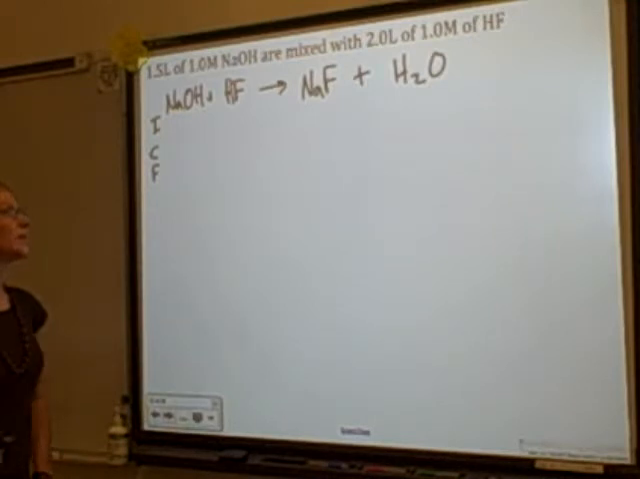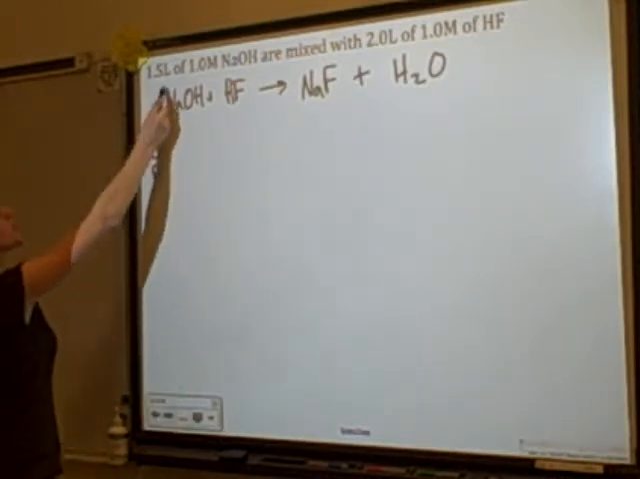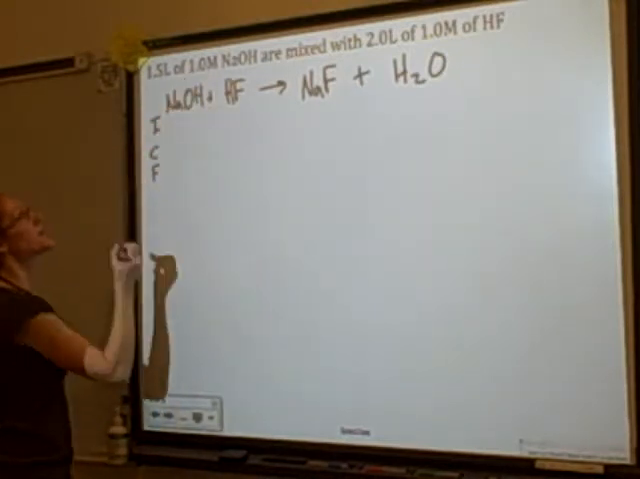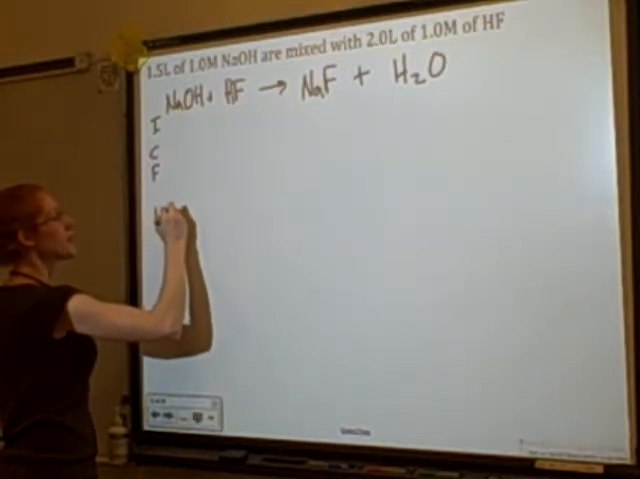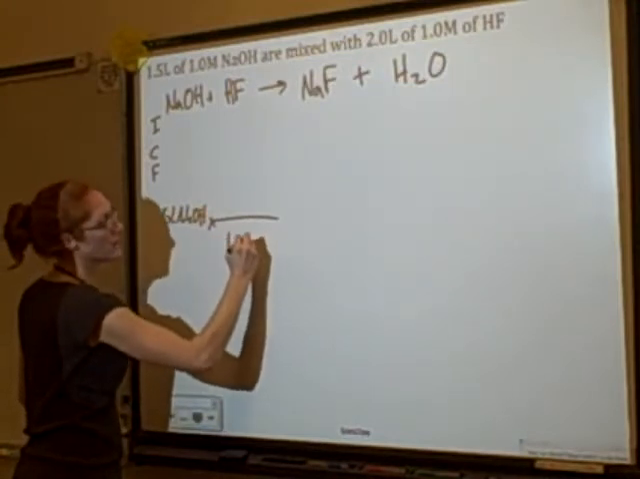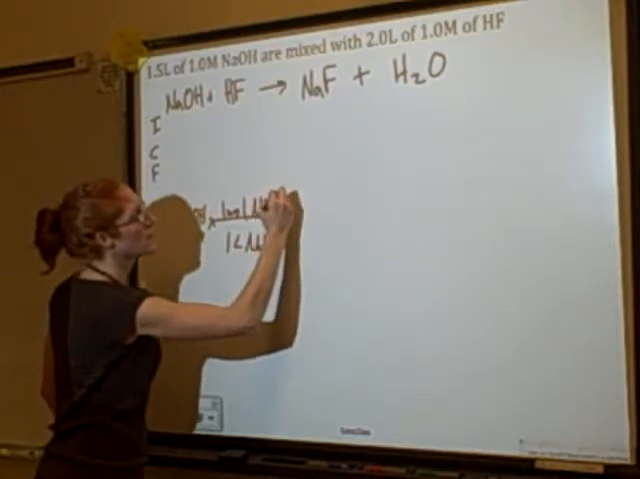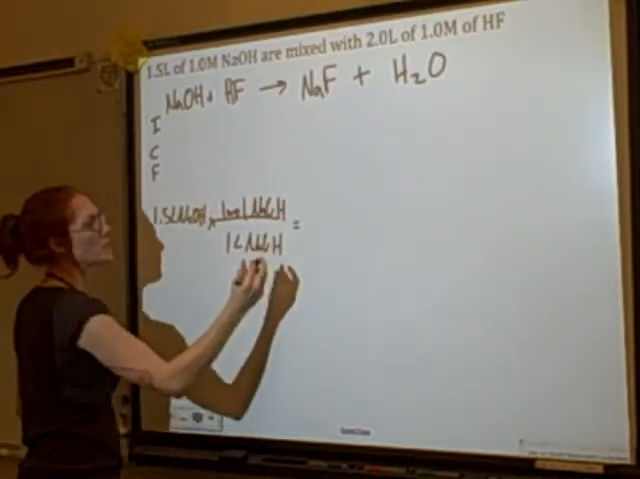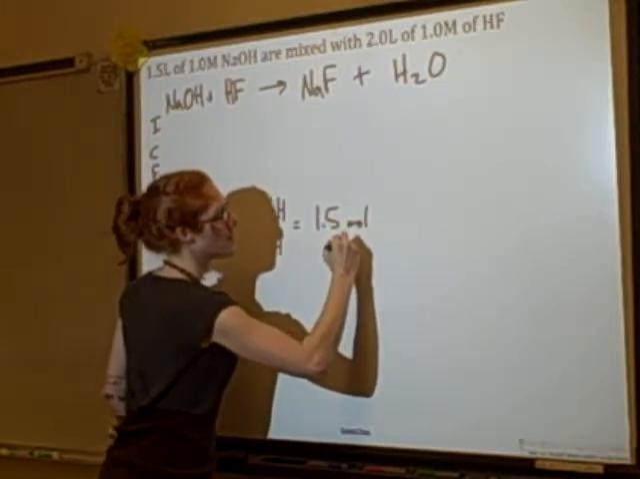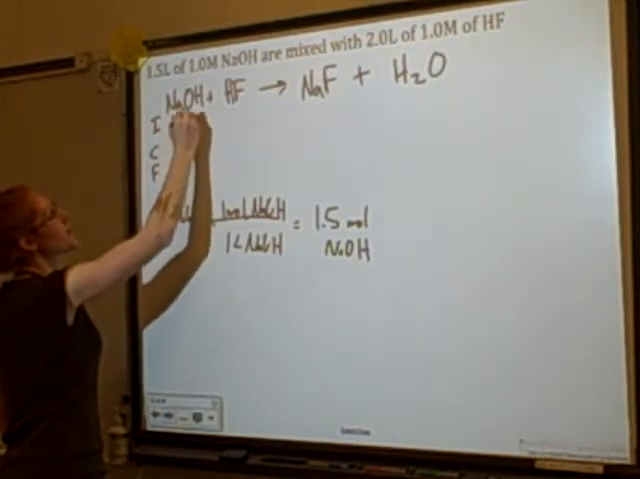The next thing, if I want to set up initial, change, final, is that I use moles instead of molarity. I need to know how many moles of sodium hydroxide I had. So I'll start with the liters. This is my conversion factor to go from liters to moles, because molarity relates liters and moles. I have 1.5 liters of sodium hydroxide, and for every 1 liter I have 1 mole. So I have 1.5 moles of sodium hydroxide.